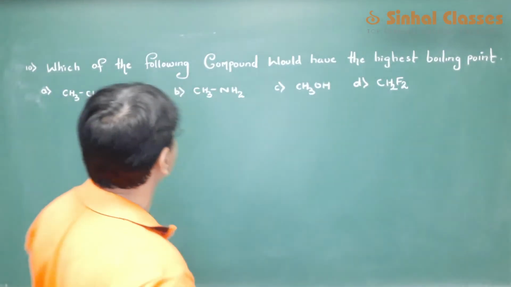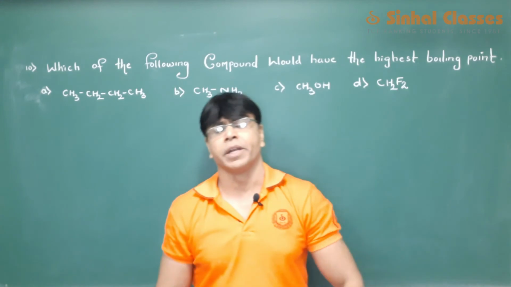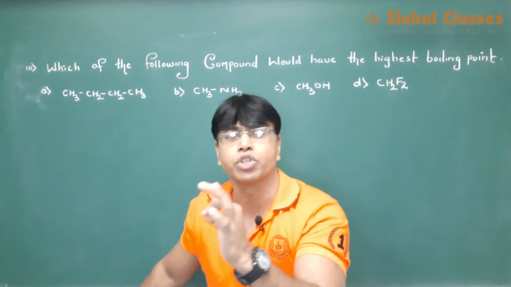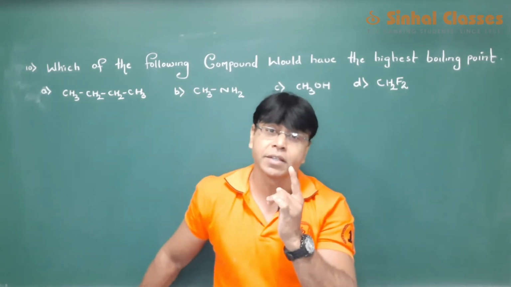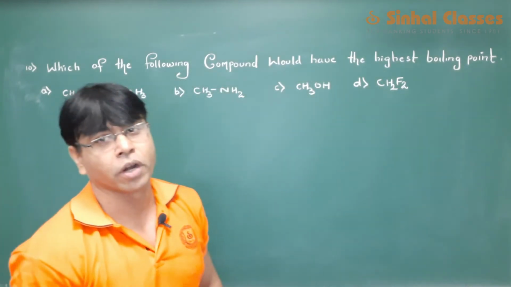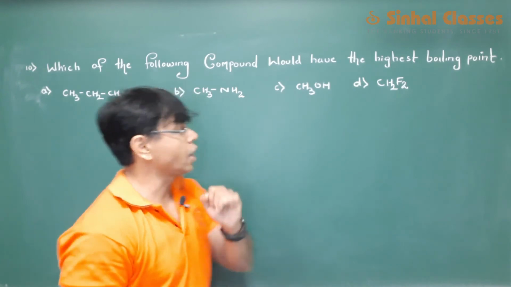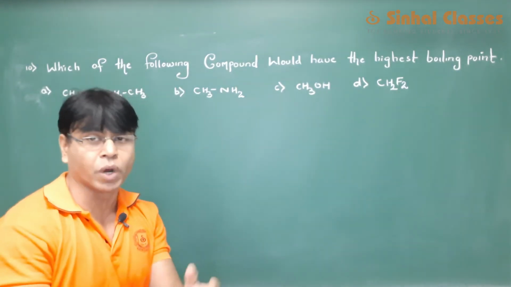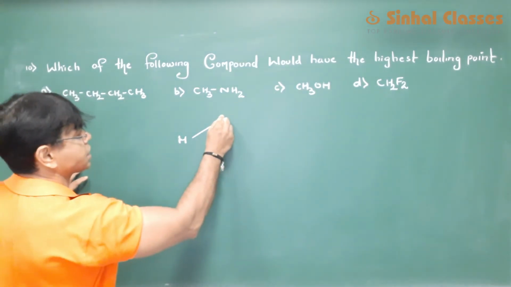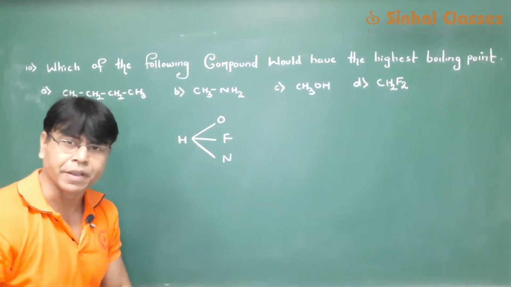Now this is a new question, student, which says: which of the following compounds would have the highest boiling point? Whenever a question comes with respect to boiling point, the major factor which governs the boiling point is hydrogen bonding. What you have to see is whether the given compound has hydrogen bonding or not. If they have hydrogen bonding, boiling point will increase. You know what hydrogen bonding is: when hydrogen is connected to a highly electronegative element such as oxygen, fluorine, nitrogen, etc.